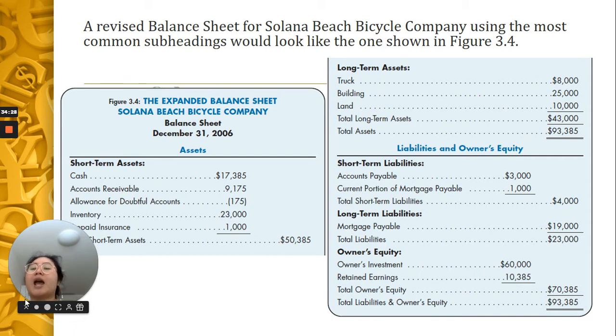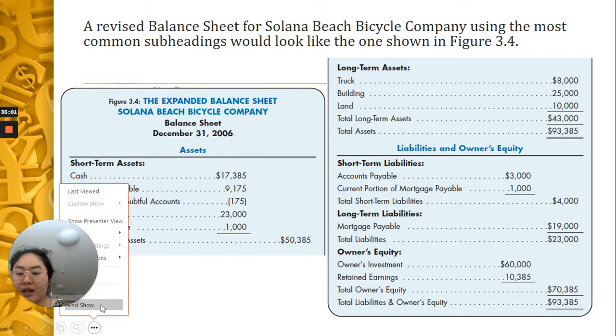Okay, you can see in the chart they divide the assets into two parts, short-term assets and long-term assets. Short-term assets can be cash, accounts receivable, minus the allowance for doubtful accounts, and plus the inventory, also the prepaid insurance. So the total short-term assets will be, you sum it up, but this one is minus.